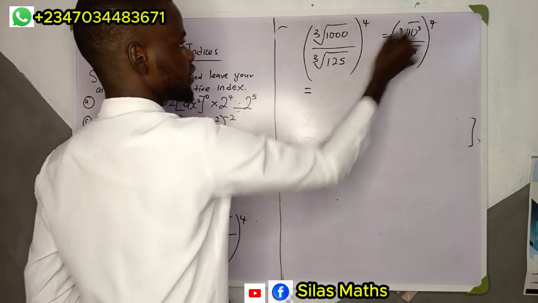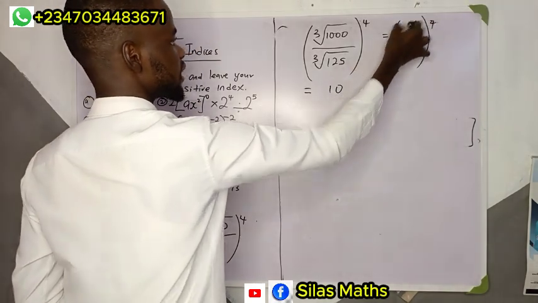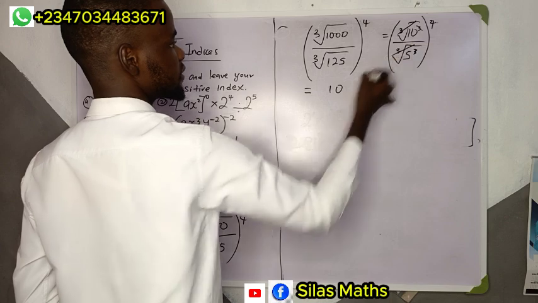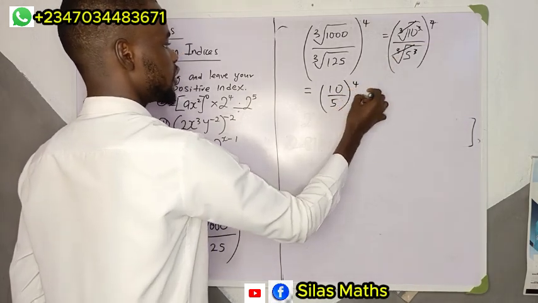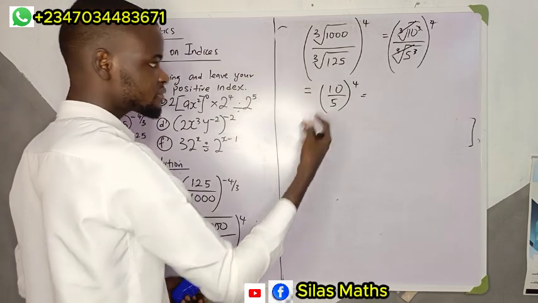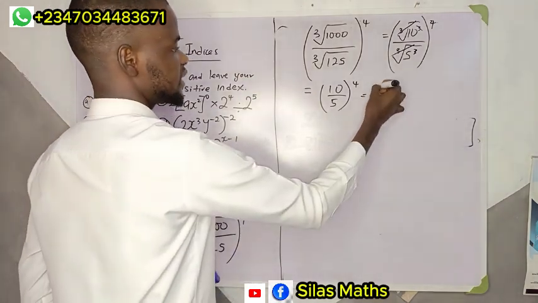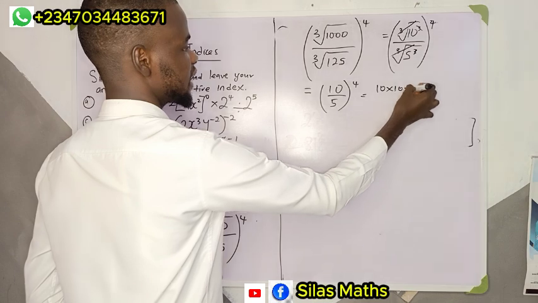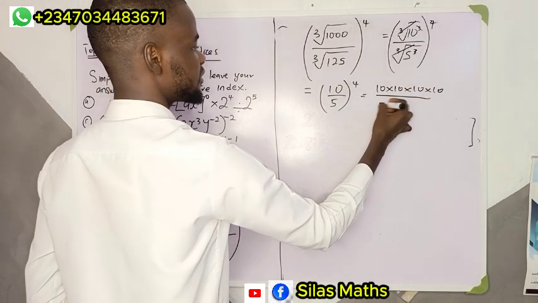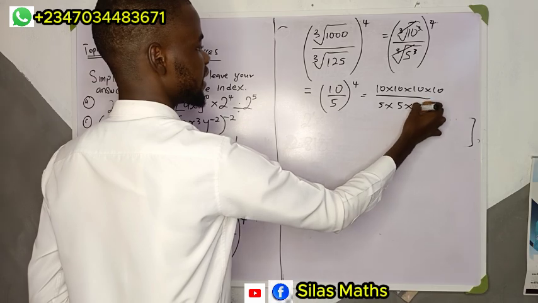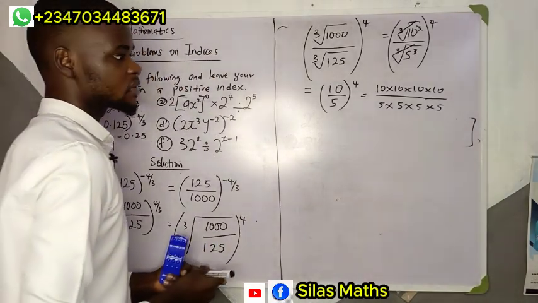So our answer becomes 10 for this one, because this power will cancel out this root. So I have over 5 all to the power of 4. So simplifying further, we say 10 times 10 times 10 times another 10, all over 5 times 5 times 5 times another 5. That's in 4 places.